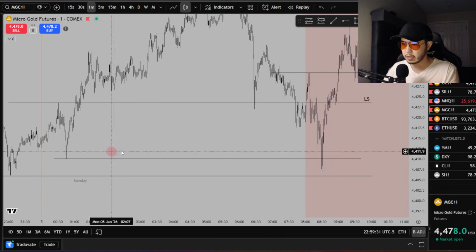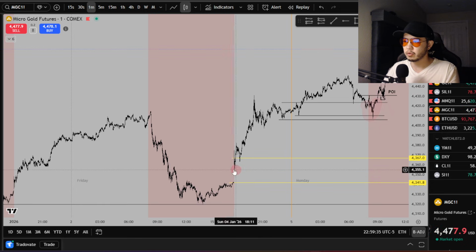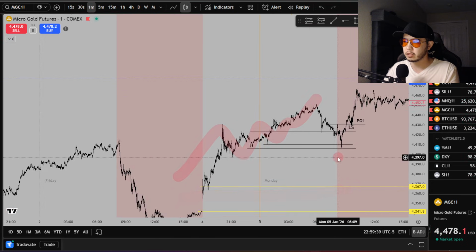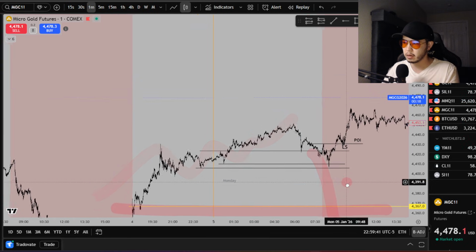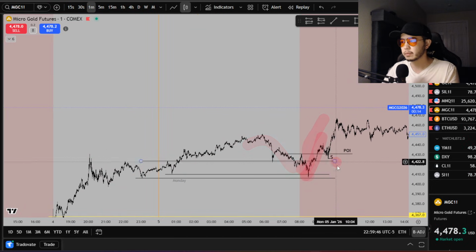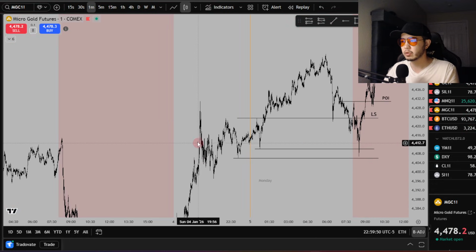So this counts as an internal liquidity. External would be down here. But since we are in an uptrend, we are not looking to target that area. We just want the price to sweep some sort of internal liquidity and then continue upwards. So this is the buy model.